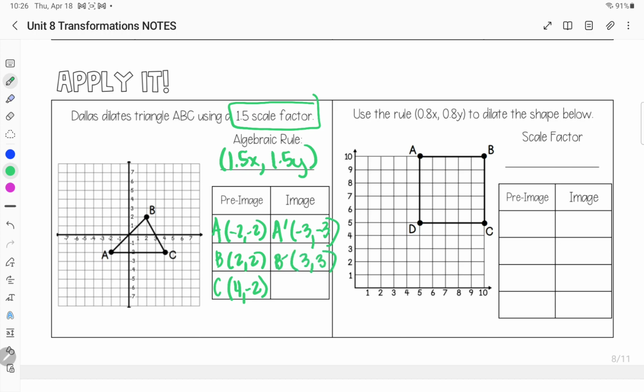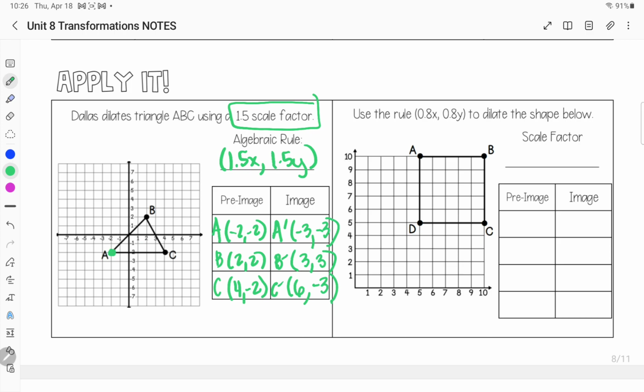And my last one, 1.5 times 4 will give me 6. So C prime is 6, comma. And 1.5 times -2 is still -3. Again, this got bigger. It's not huge, but it is bigger. So we have -2 and -2.